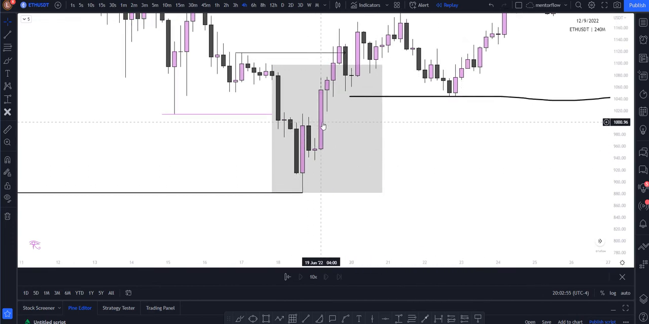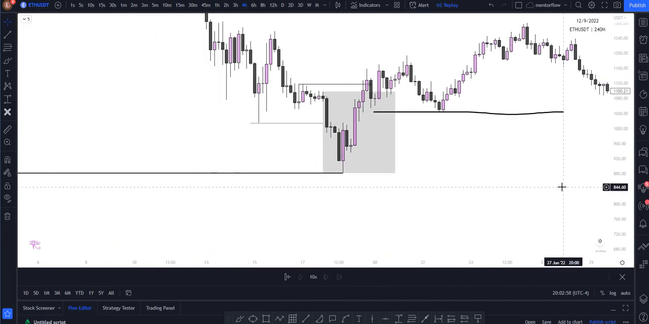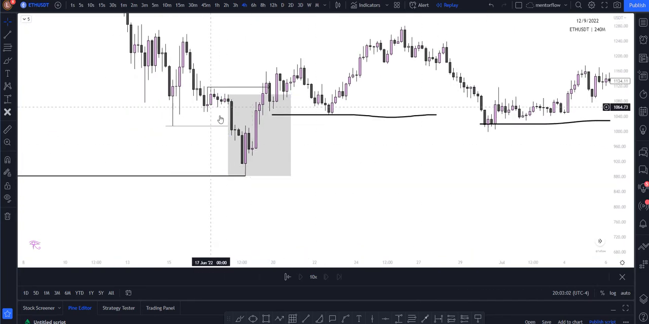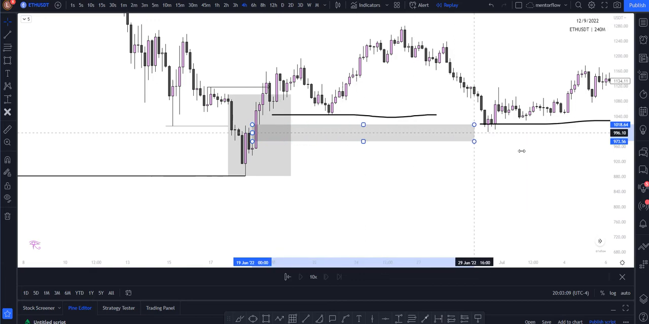Oh, yes, there was. Did it leave an imbalance? Yes, it did. All right, we can now see where this came into play. Did it leave that imbalance after that break of structure from my higher time frames to my lower time frames? Did it mitigate that imbalance and then break structure to the upside?